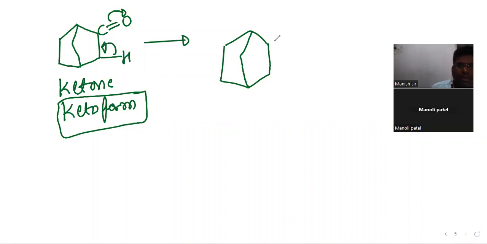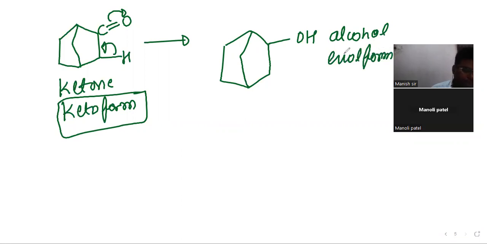So H will be coming here, then it will become like this. It will become OH, right? An alcoholic group. It is also called the enol form. So this is showing tautomerism, and the rest of the compounds are not showing it, right? So your third option is correct. This is the answer. Please write it down.